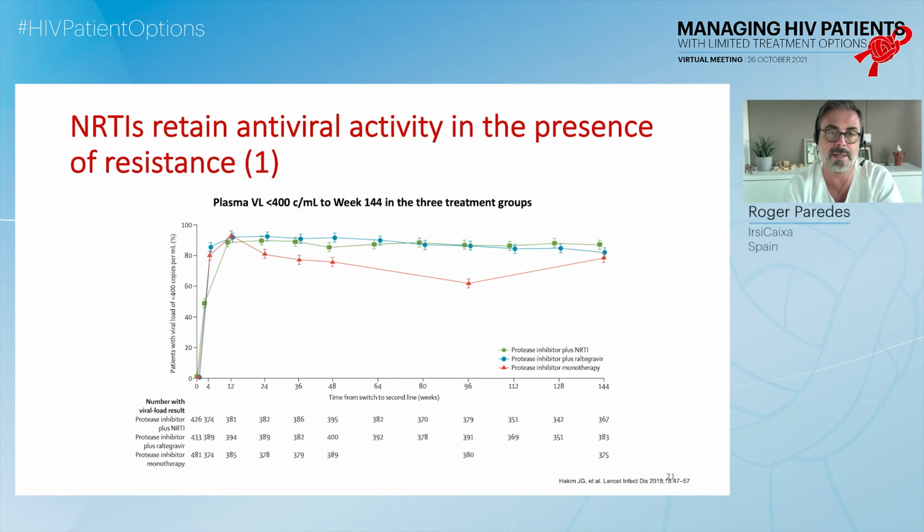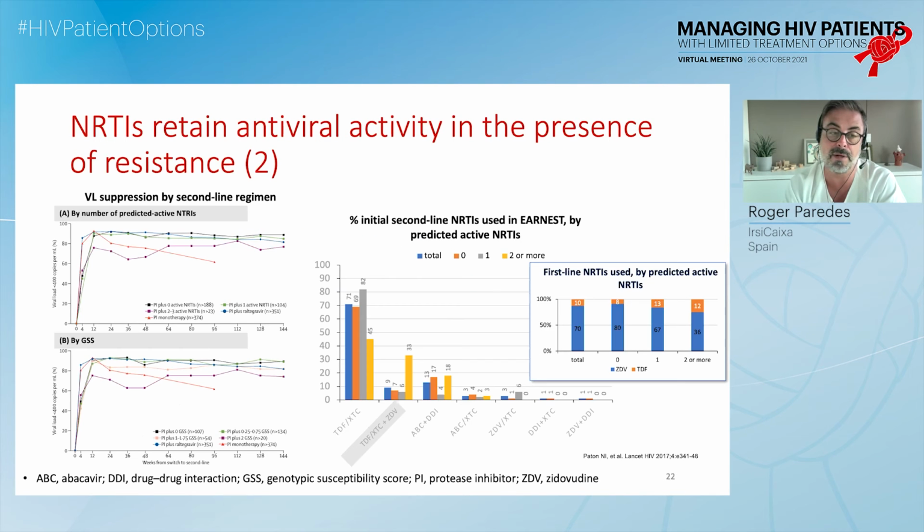These studies were really detrimental. You can see how PI monotherapy is associated with worse outcomes in comparison with a protease inhibitor plus NRTI or protease inhibitor plus raltegravir in patients receiving these drugs as a second-line therapy in Africa.